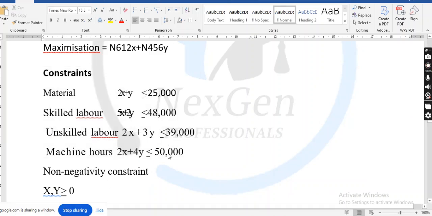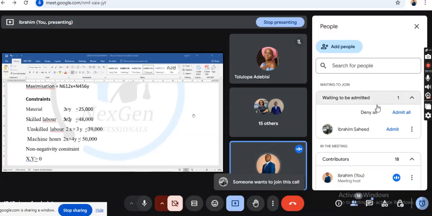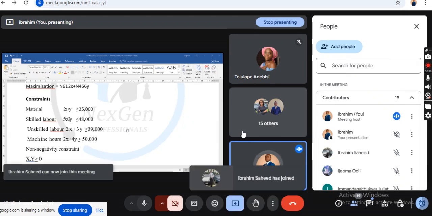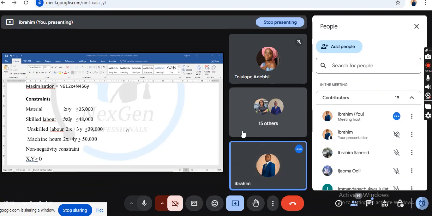Okay, so we have to pick from this, right? Because all these are the constraints, this is what we have that is available, and we said these are our constraints here. Now, do you know what you will do? You can pick two. You can pick material and skilled labor.